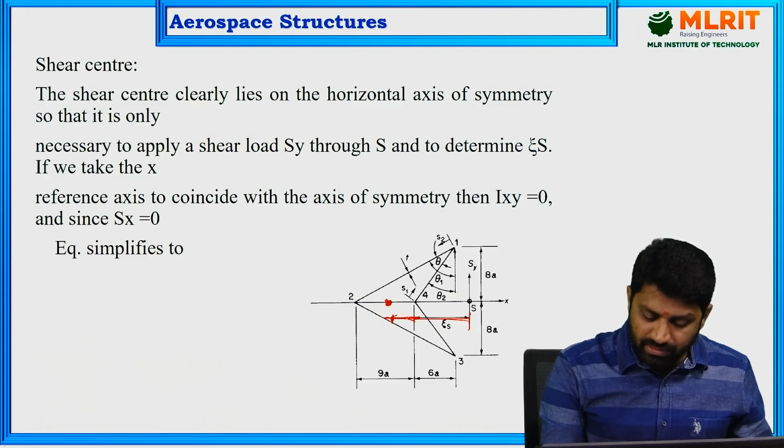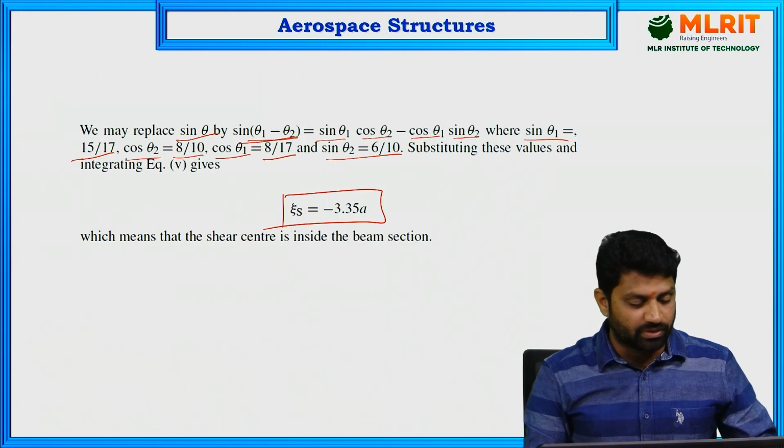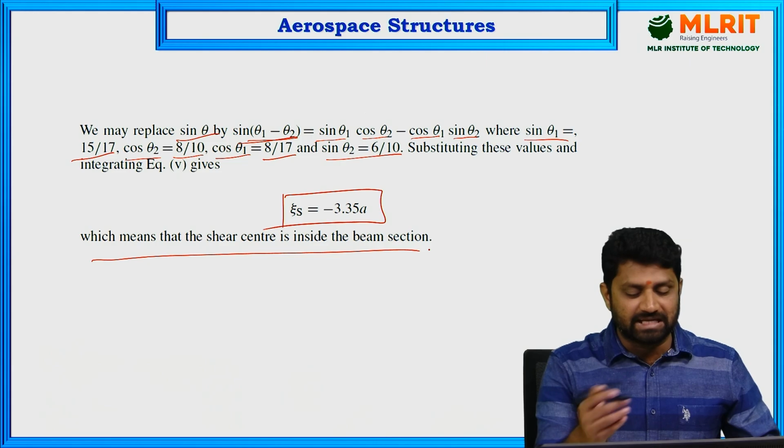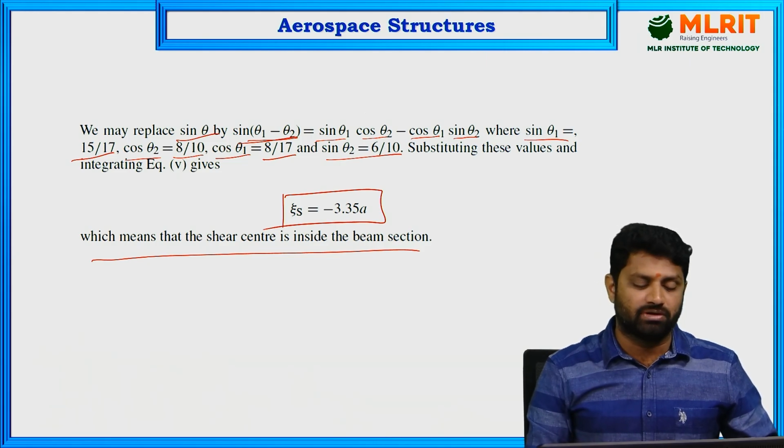This is minus 3.35A. That means it should be well behind the position we considered, so that is the meaning of it, which means that the shear center is inside the beam section. So that is how we calculate the shear center for a closed section.